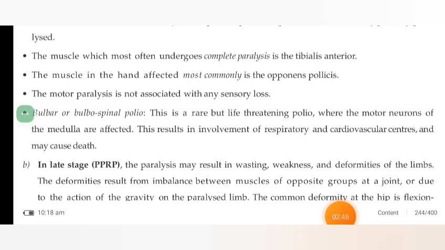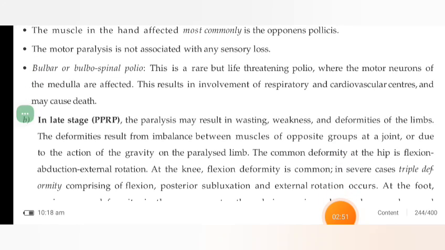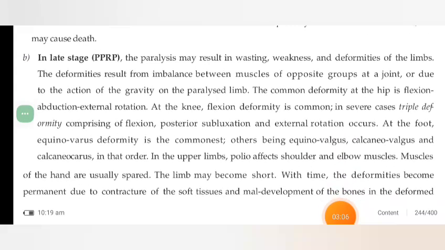The motor paralysis is not associated with any sensory loss. Bulbar or bulbospinal polio is a rare but life-threatening polio where the motor neurons of the medulla are affected. This results in involvement of respiratory and CVS centers and may cause death.